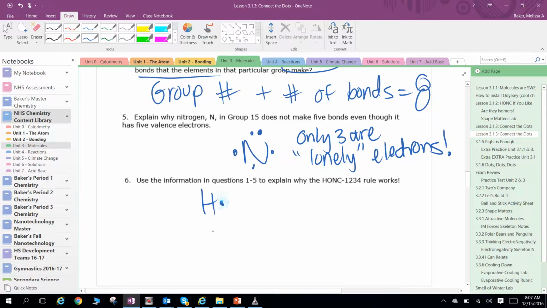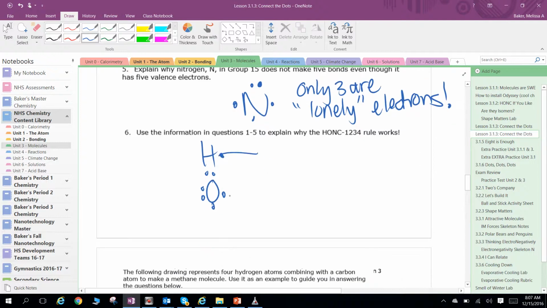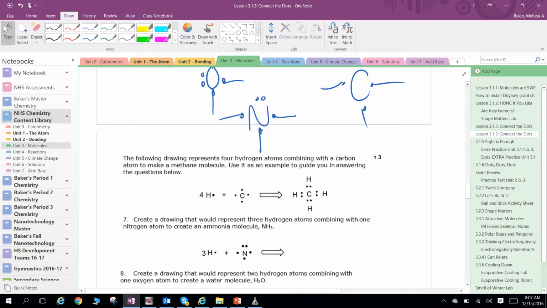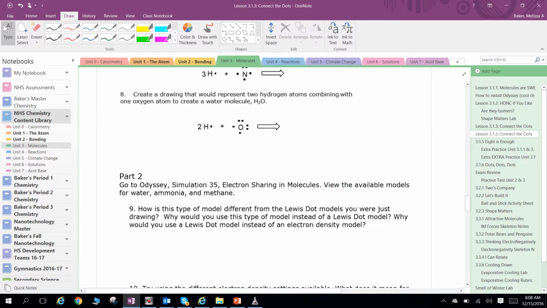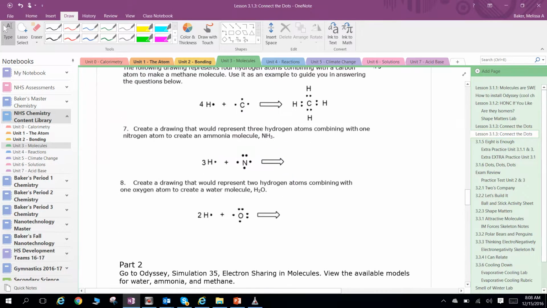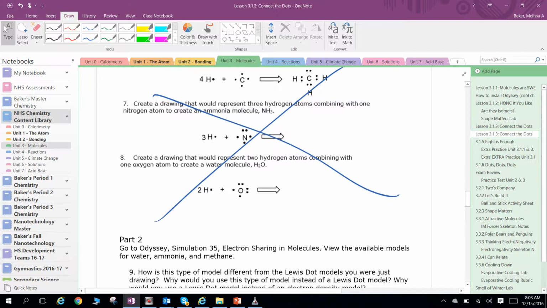So now, putting this all together, how does HONC 1, 2, 3, 4 make sense? Well, hydrogens can form 1 bond, oxygens 2 bonds, nitrogens 3 bonds, and carbons 4 bonds. And now you know why. There's a little bit more about drawing things in the Lewis dot structures. I'm not going to have us do those because we're going to be drawing the structural formulas where we connect the dots.